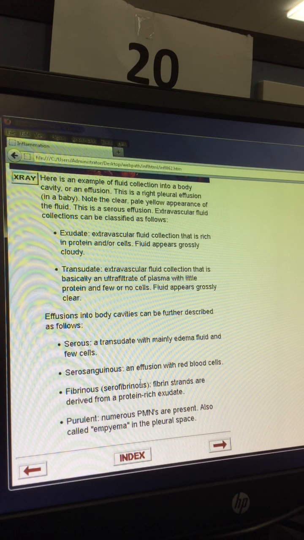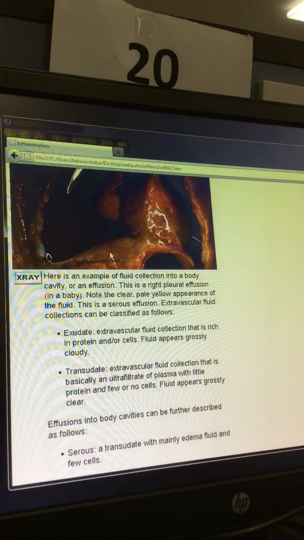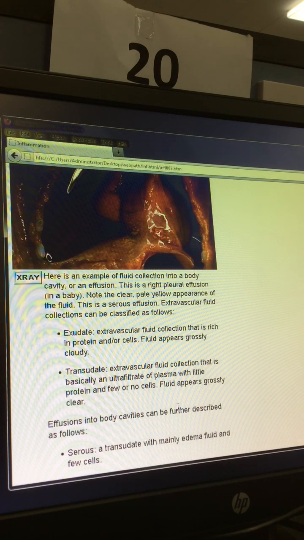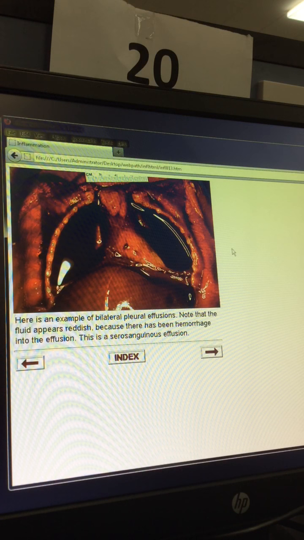Serosanguine fluid or effusion is with red blood cells. Fibrinous, if there is fibrin here, and purulent if there are numerous neutrophils in the fluid. So we'll see some examples.